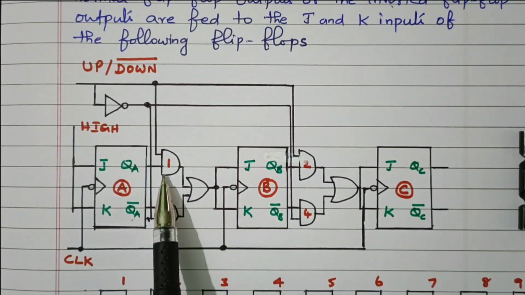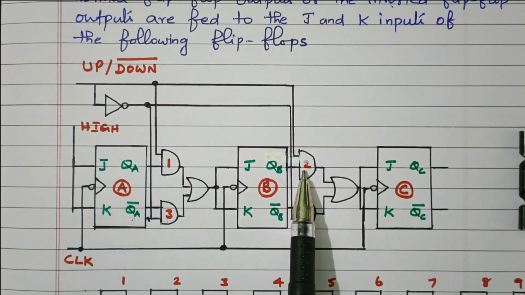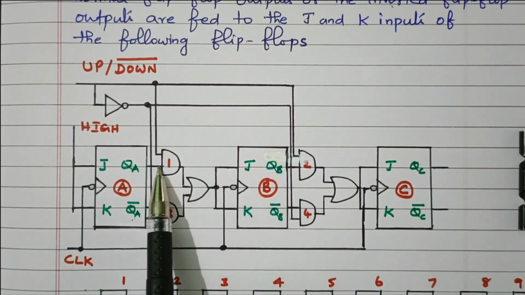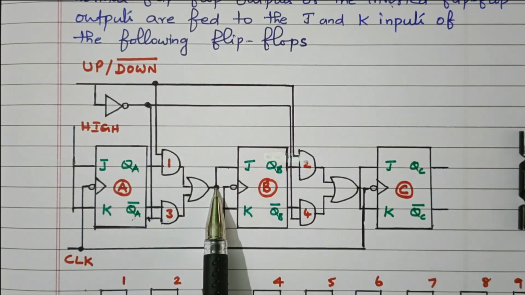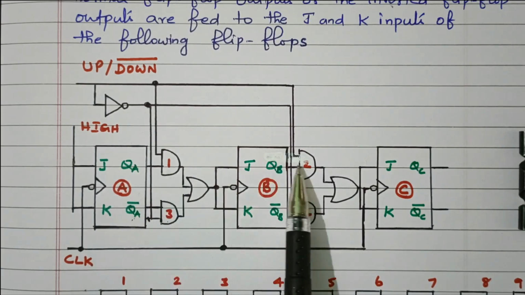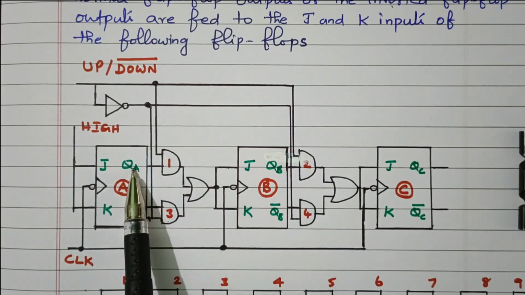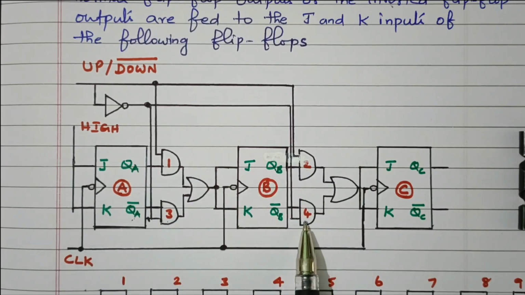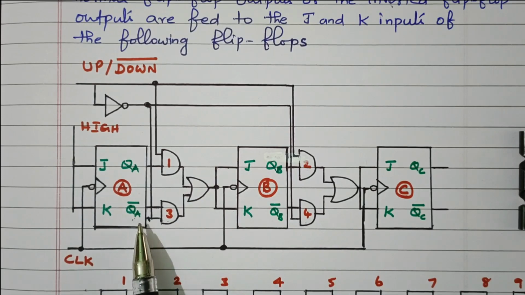So if AND gates 1 and 2 are enabled, QA will be applied to the next stage of flip-flop. If 3 and 4 are activated, QA bar will be applied to the next stage of flip-flop. So 1 and 2 activated means QA is applied, the up operation. 3 and 4 activated means QA bar is applied, the down operation. Now we'll see this.